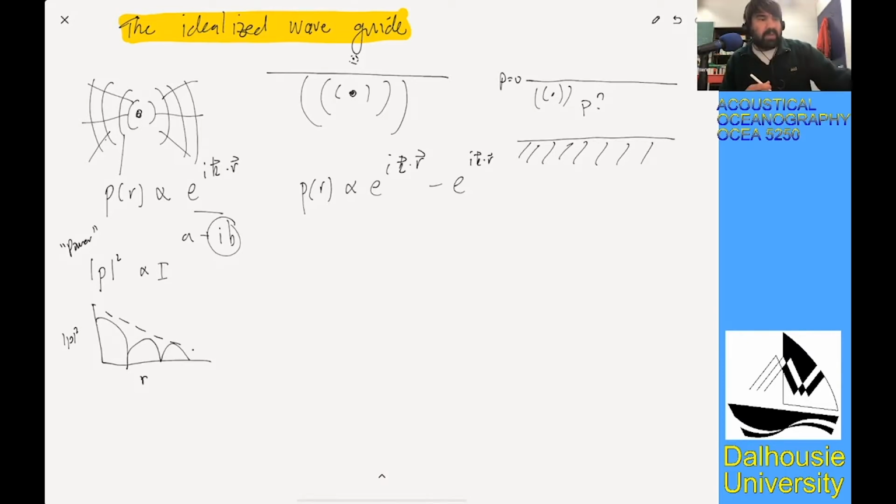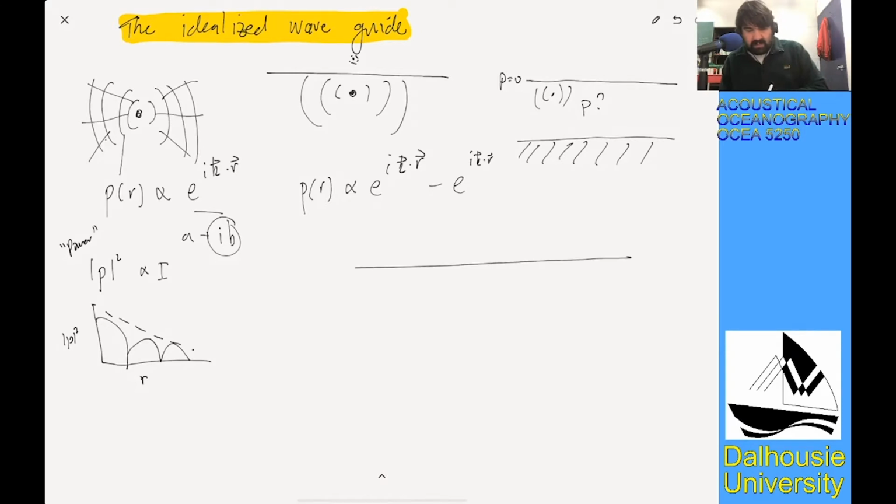For now, we're mostly going to look at that pressure as a function of range, and we'll talk about transmission loss. But in the future, we're going to exploit some of that phase information to verify our models against data. Okay. So let's go to where we're at now, right?